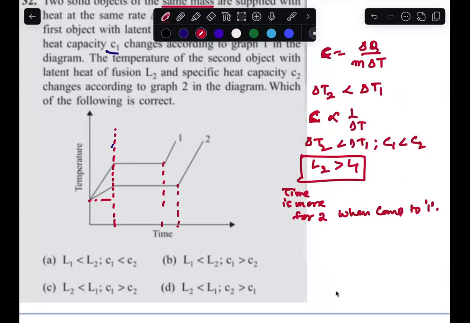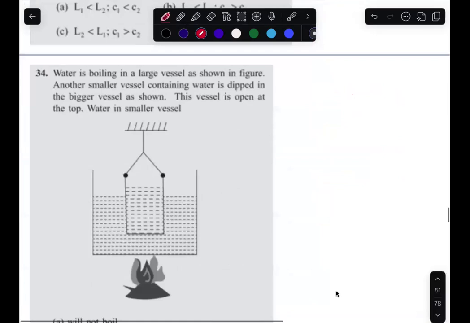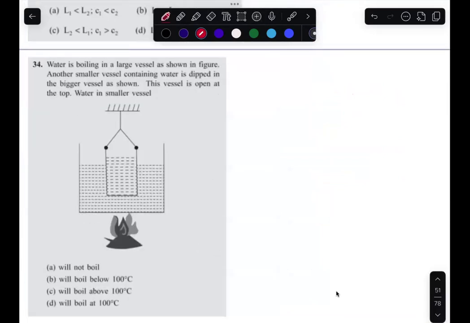Next, the next question, a direct question. Water is boiling in a large vessel as shown in the figure. Another smaller vessel containing water is dipped in the bigger vessel as shown. The vessel is open at the top. Water in the smaller vessel cannot boil. Why? Because at maximum this liquid reaches 100 degrees centigrade, and thereafter no transfer of energy takes place from the outside to the inside because they attain the same temperature. So you cannot boil. Right.